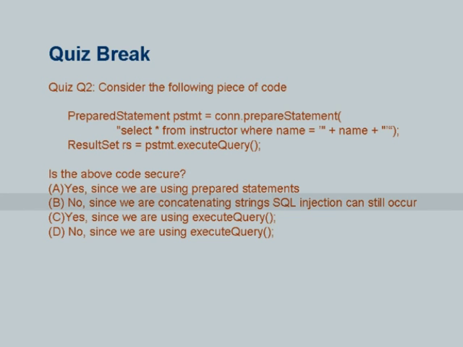B is no. Since we are still concatenating strings using user input, SQL injection can still occur, and that is the correct answer. C and D are wrong. It's certainly not secure. And D, execute query, has nothing to do with being secure. The point is you should not be concatenating strings on your own. You should be using question mark placeholders for user input and then use prepared statement dot set string, set int, depending on the type. So the answer is B, and let us see the responses.